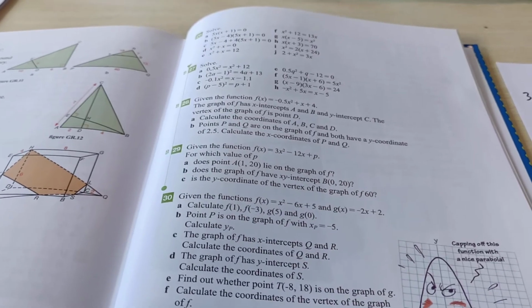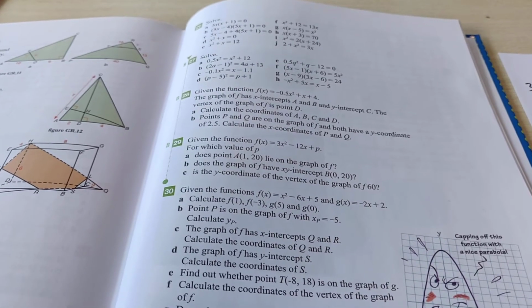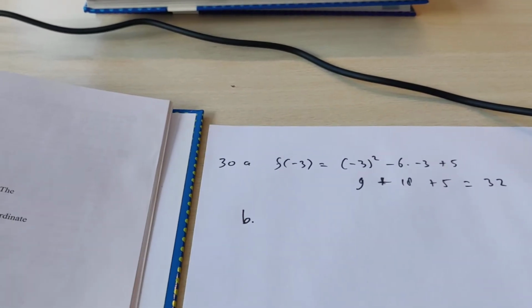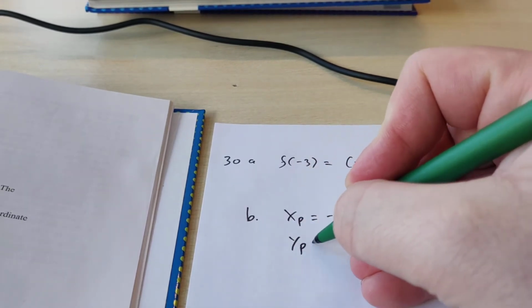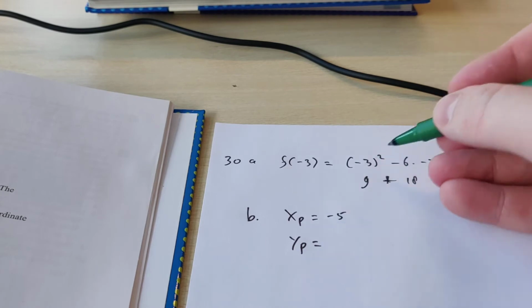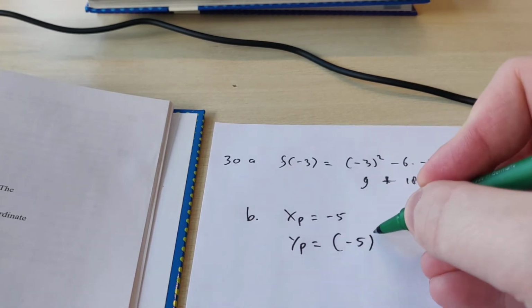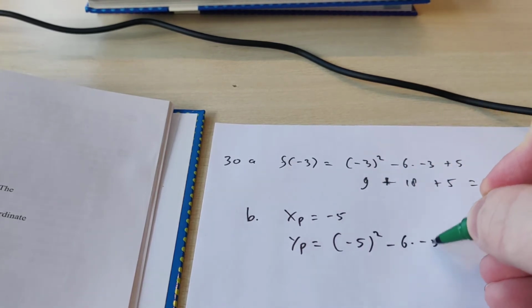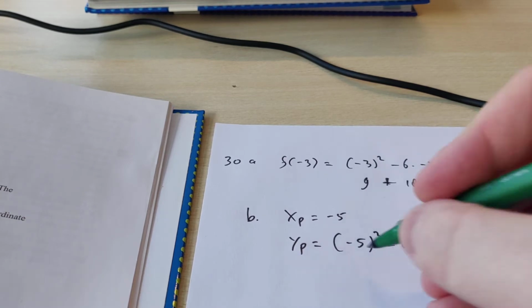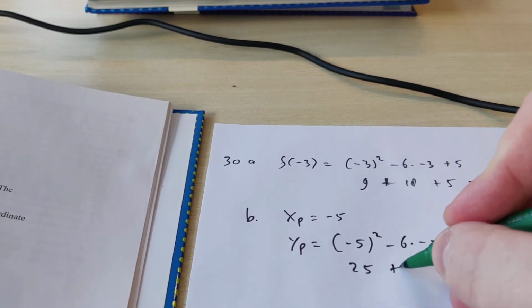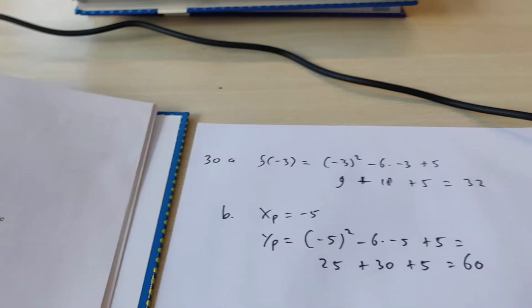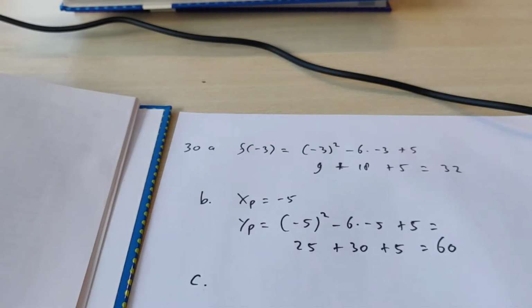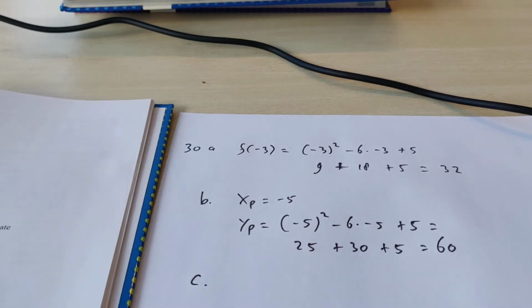We're going to go to exercise B. It says point P is on the graph of f with x_P is -5. Calculate y_P. Okay, so we know that the x coordinate for P is -5. If you want to know the y coordinate for this point, you have to fill in the -5 in the formula. So you get (-5)², -6 times -5, and then plus 5. So this is 25 plus 30 plus 5 is 60. And that's the answer for 30B. Alright. So far so good.